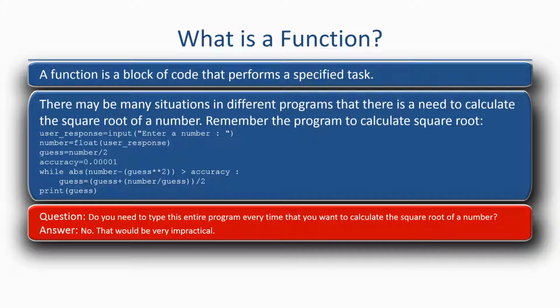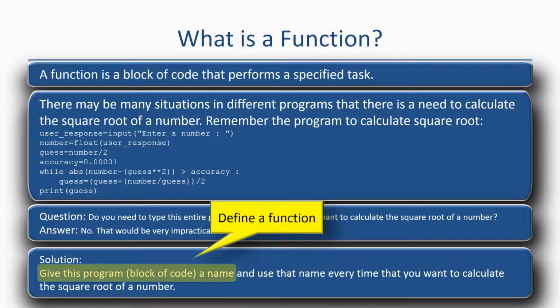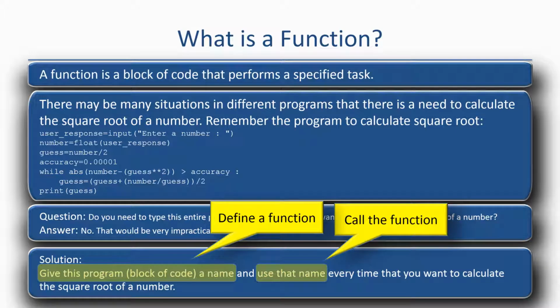So what is the solution? The solution is that you can give a name to a piece of code, and every time that you need it, just refer to it. In technical terms, when you give a name to a piece of code which does a particular task, you are defining a function. And every time that you want to execute that piece of code, you call the function.